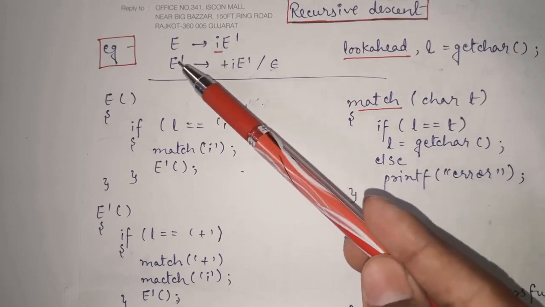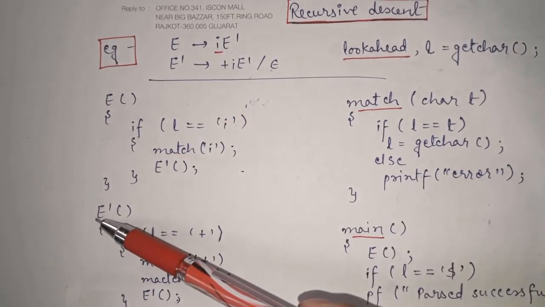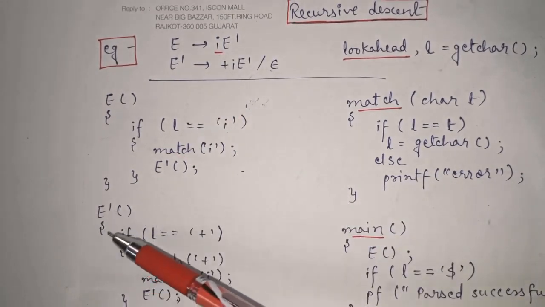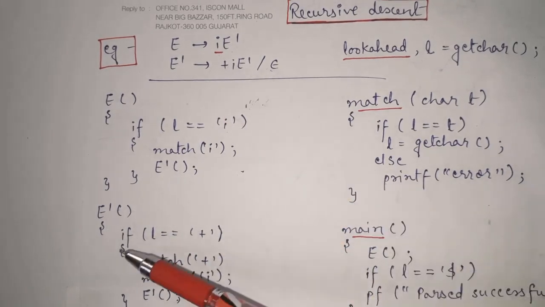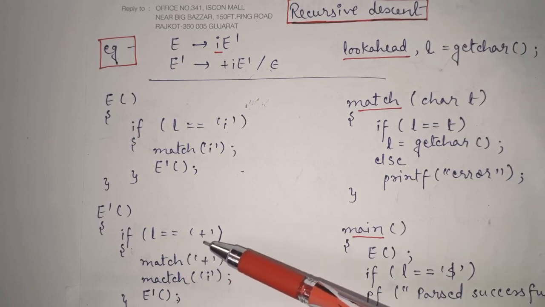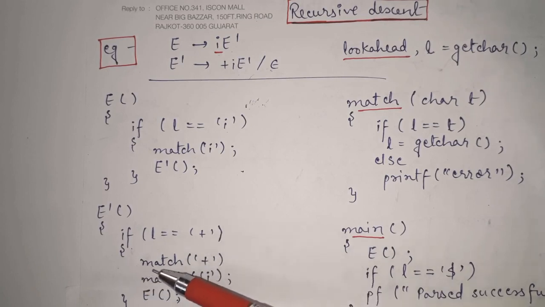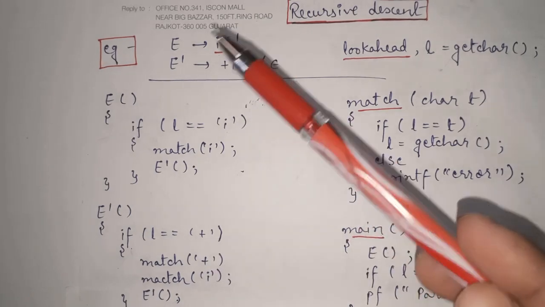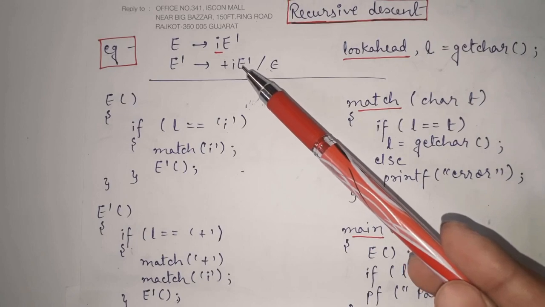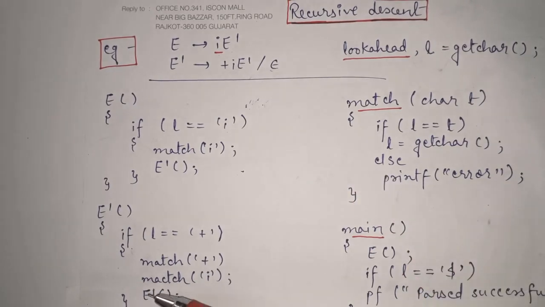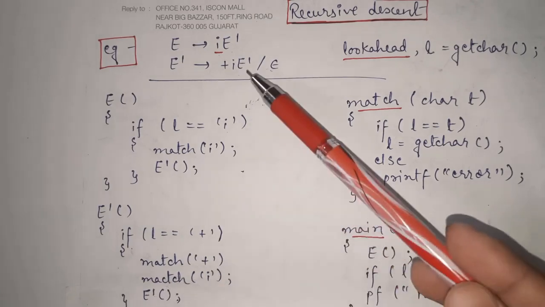Then similarly we have to make a function for E dash. So making a function or method for E dash will be, first of all I am having one terminal plus. So if look ahead equal to plus, I have to compare it, and then I have to call match plus. That is done. Now after plus I am having small i. So I will do match i also. And then I am having one variable E dash. So after that I will simply call E dash because it is a variable.